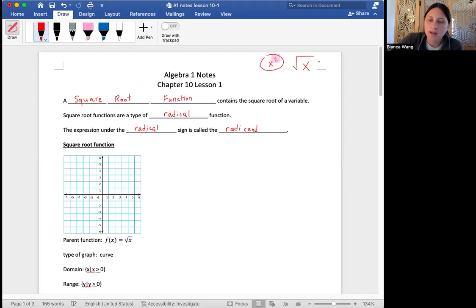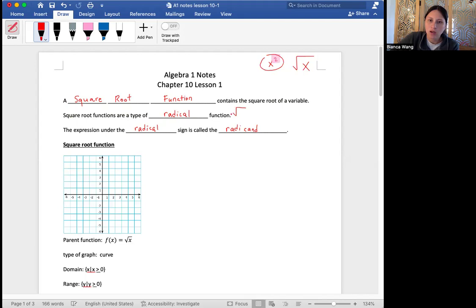So what we're going to look at is what a graph looks like when it has a square root function. I filled out some of these fill in the blanks for you already. You can pause the video and write these down if you need to. A square root function contains the square root of a variable. Square root functions are a type of radical function. Remember, radical is just the way we describe basically a square root.